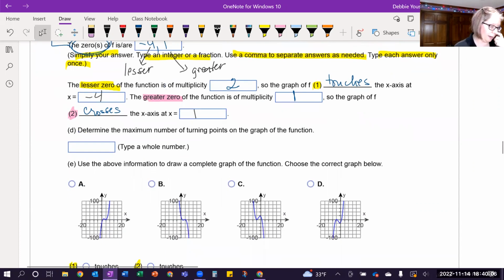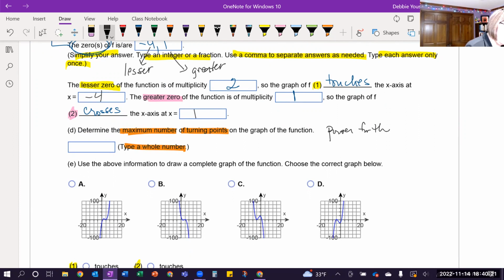So then it says determine the maximum number of turning points. Okay, so turning points, max number, and it says type a whole number. So the turning points is always whatever the power or the degree minus 1, or the power for the degree is n, and then we say n minus 1.